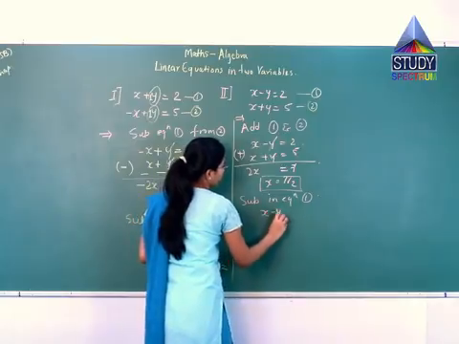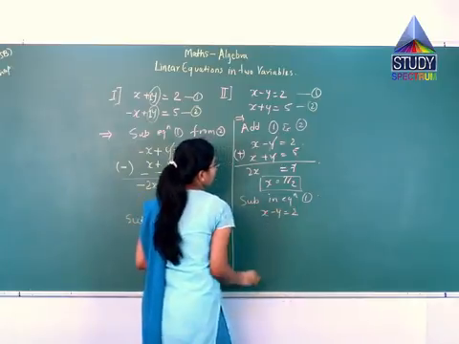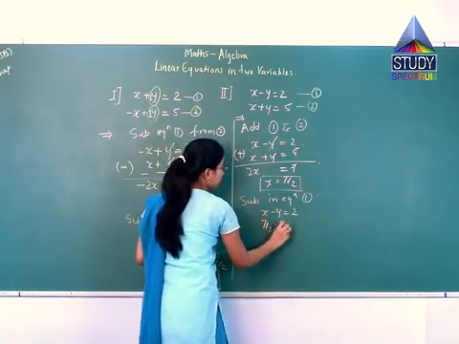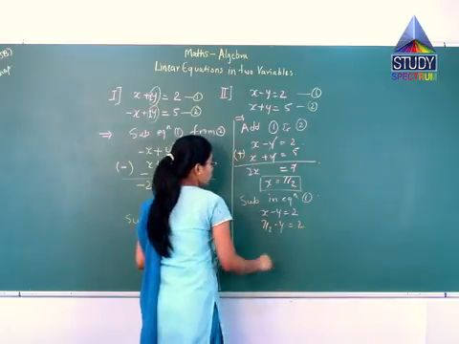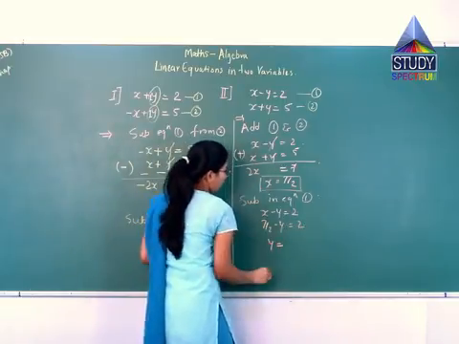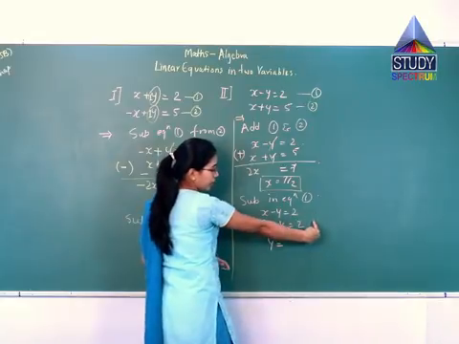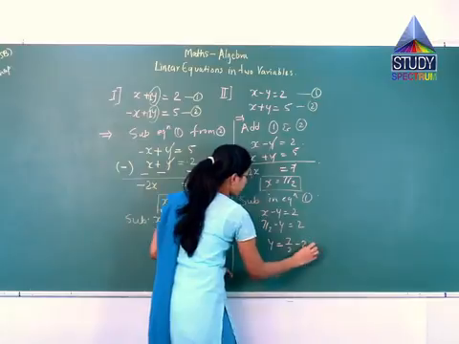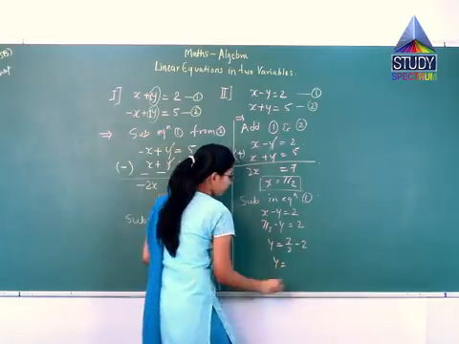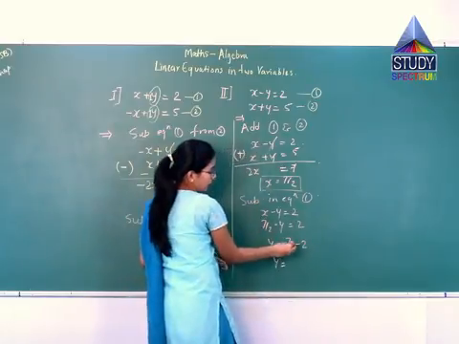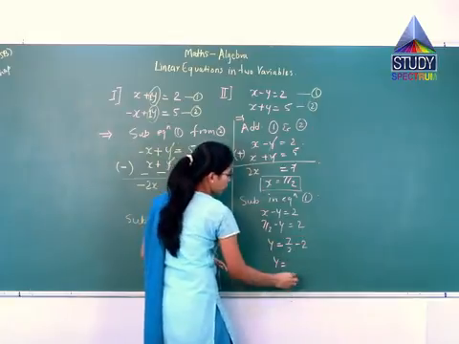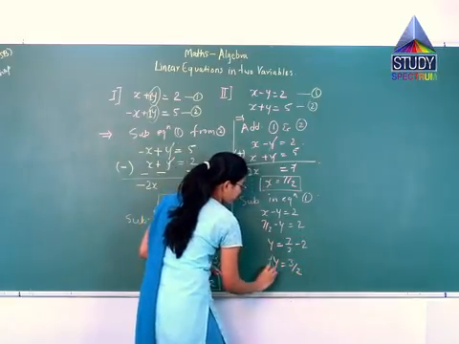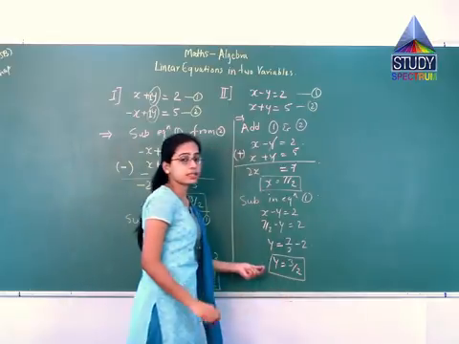Rewrite equation 1 again. So substitute 7 by 2 minus y is equal to 2. So what can I do? y can be transposed to the right hand side and 2 will be here. So 7 by 2 minus 2. So y is equal to 7 minus 4 upon 2, so 3 by 2. This is one way.